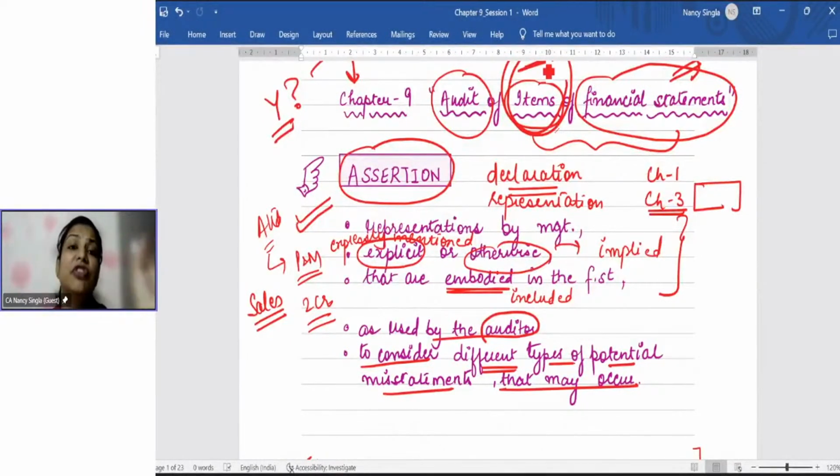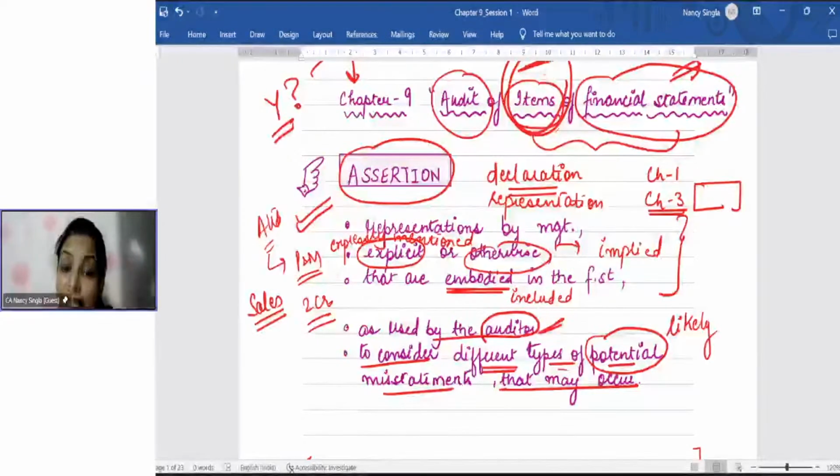Each and every word of this definition is so important. See, as used by the auditor, तो इतना तो समझ आता है कि जो इंफॉर्मेशन फाइनेंशियल स्टेटमेंट्स में मेंशन्ड है उसी को चेक करना है ना। So that is why as used by the auditor to consider different types of potential, likely, हो सकता है कि कुछ मिसस्टेटमेंट हो, whether due to fraud or error, अभी the auditor is not sure ना। So potential likely misstatements, and misstatements can be due to fraud or error that may occur. ऐसा हो सकता है ना, may occur.